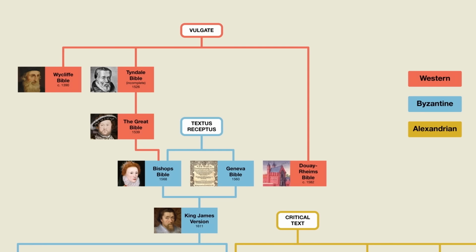This problem was solved in 1611 with the publication of the most famous English translation of all time, the King James Version. It was the third Bible to be authorized by an English monarch, this time by James I, and it was based on both the Bishop's Bible and the Geneva Bible. The KJV, as it is now known, is still one of the best-selling Bible translations to this day.